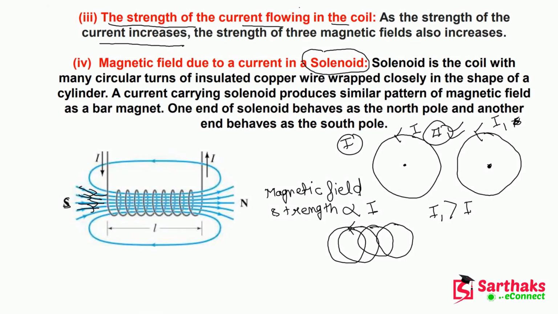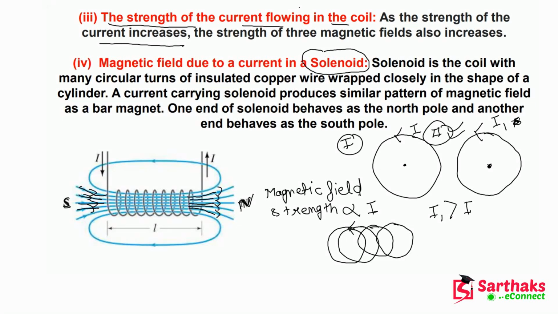Now from this side, the magnetic field lines are going out, so this will act as the north pole. This is the direction of current, and we already know, because in the previous slide I told you, how to find the direction of the magnetic field lines if we know the direction of the electric current. So I hope you understand the solenoid.